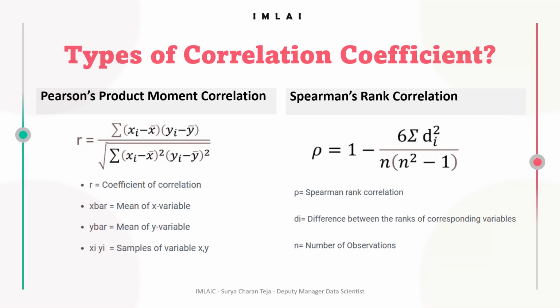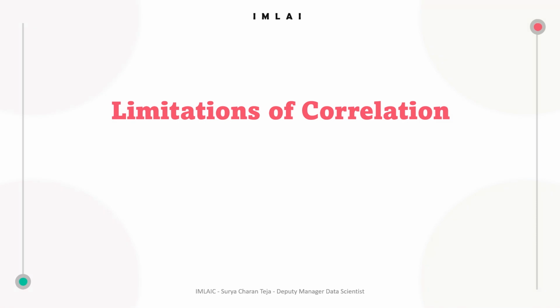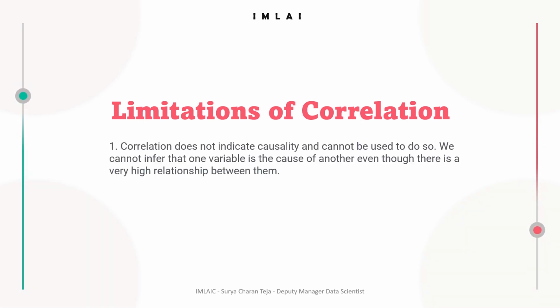So let's move ahead. Let's try to explore more about the correlation. So let's look into the limitations of correlation. Correlation does not indicate causality and cannot be used to do so. We cannot infer that one variable is the cause of another even though there is a very high relationship between them. This is a very important limitation of correlation.